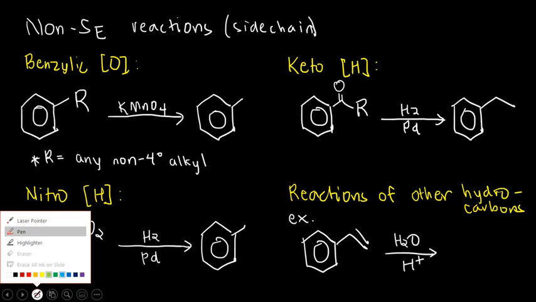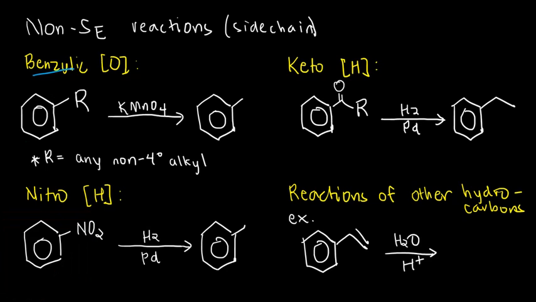Let's start with the first one, benzylic oxidation. First, remember when you say benzylic, it's the carbon that is next to the benzene. So if this is benzene, whatever carbon is located here is called a benzylic carbon. And as long as it's any alkyl group that is not quaternary, meaning if it's a primary, secondary, or tertiary benzylic carbon, if I subject this to KMnO4, then that will automatically become COOH.